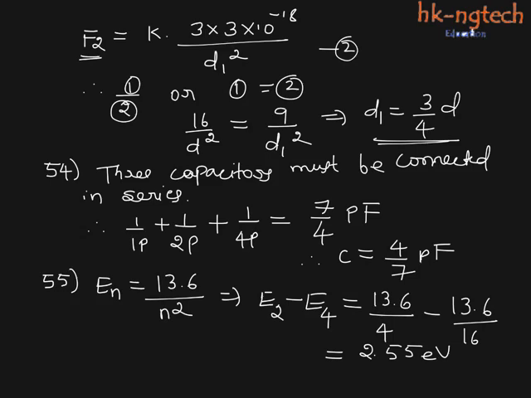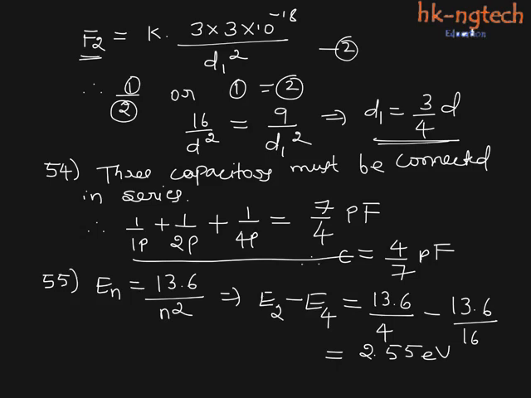Let's take the 54th question. The minimum value of effective capacitance that can be obtained by combining three capacitors of capacitance 1 picofarad, 2 picofarad and 4 picofarad. Obviously, out of the given options, 4 by 7 picofarad is the smallest capacitance value, and we will get 4 by 7 by connecting all three capacitors in series. Here I have solved that problem. You can easily find the effective capacitance when the capacitors are connected in parallel.